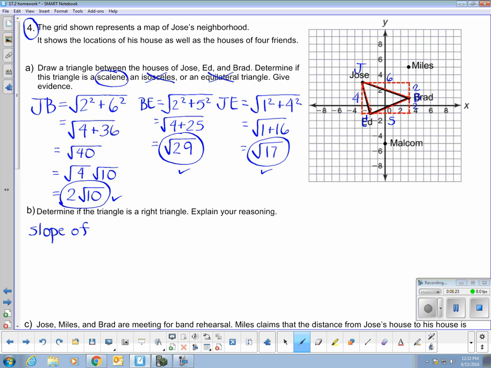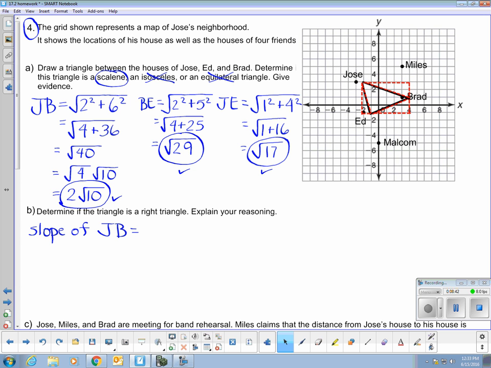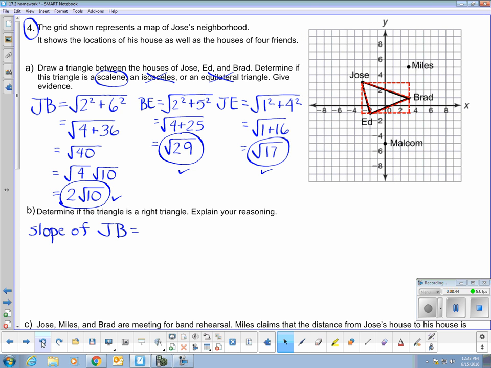And I'm going to begin with the slope of JB. So let's clear this up here, and let's see if we can quickly. I was hoping that wouldn't happen. All right.